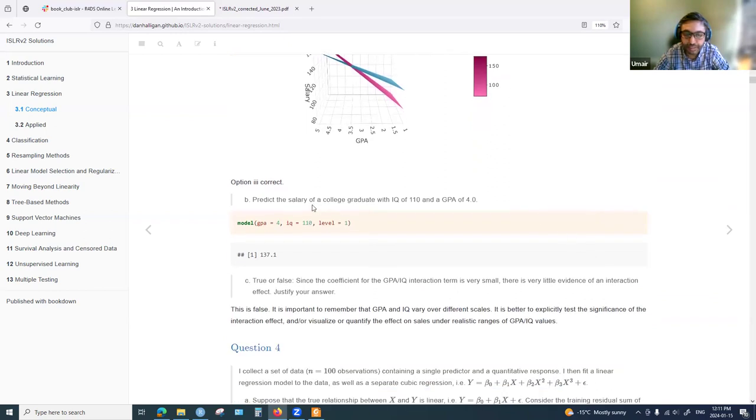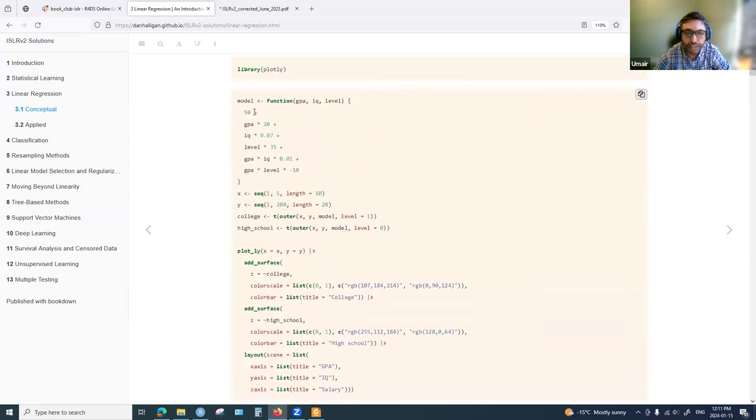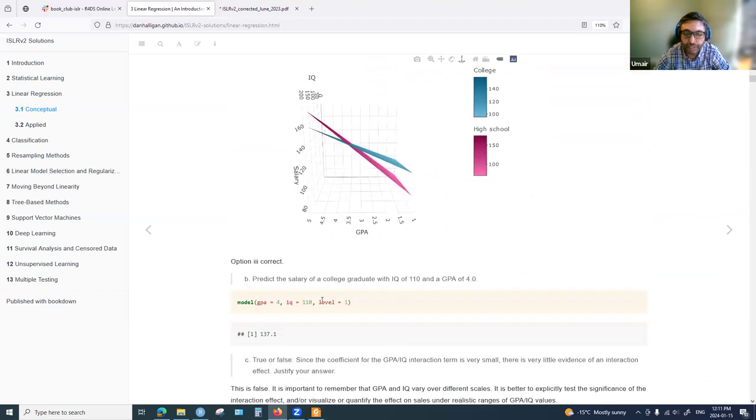Next is to predict the salary of a college graduate with IQ of 110 and a GPA of 4. So in the solution here, they've created this function model where, given the coefficients and variables, they calculate the value for the prediction. And if we provide GPA equals 4, IQ 110, and level equals 1, then we get a predicted salary of 137,000.